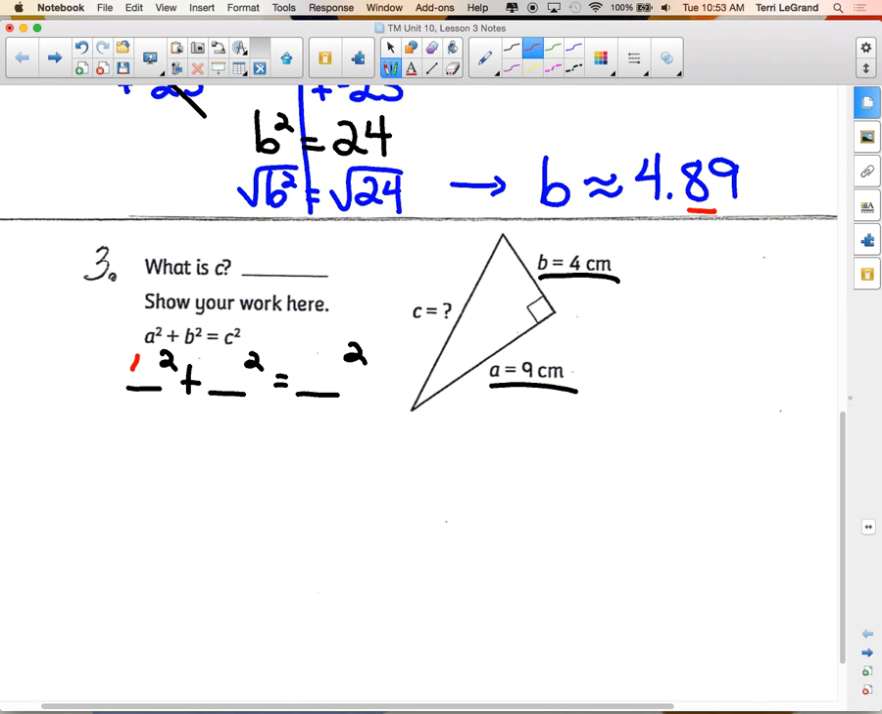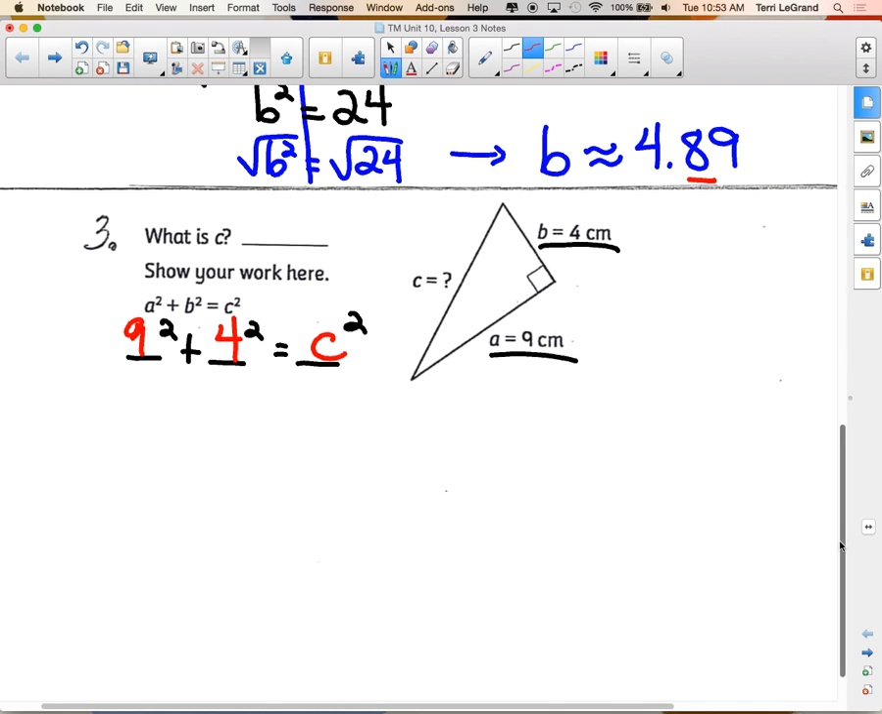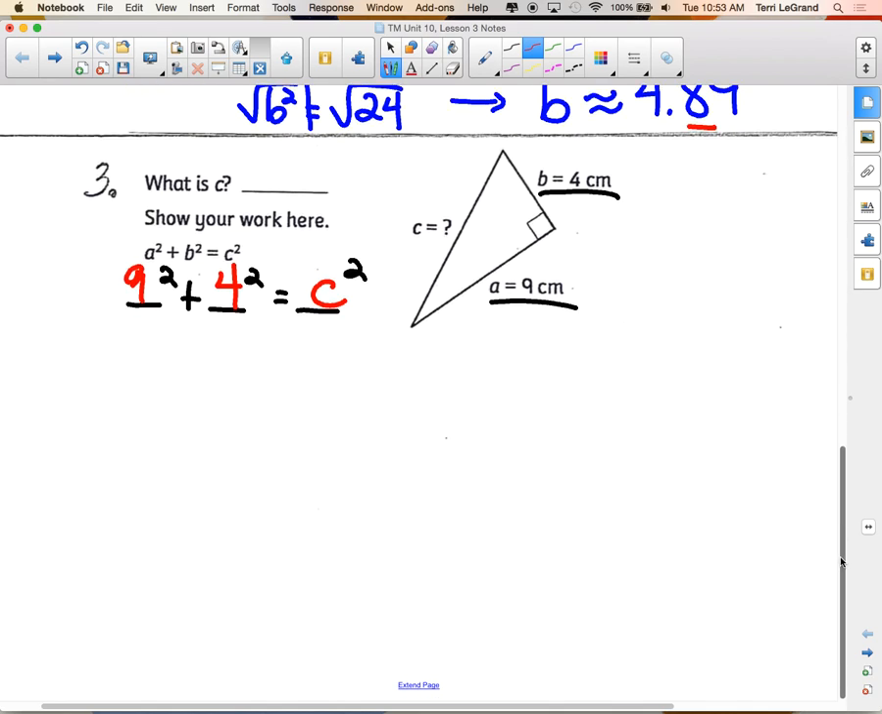So we have a 9 squared, we have a 4 for B, and we're looking for C, so it's going to be C squared. Okay, this one's going to look a little bit different. We're not going to do exactly what we did in the last two, but we're still going to have to do kind of the same thing to get our side out.